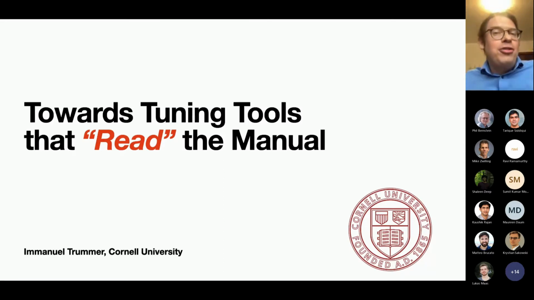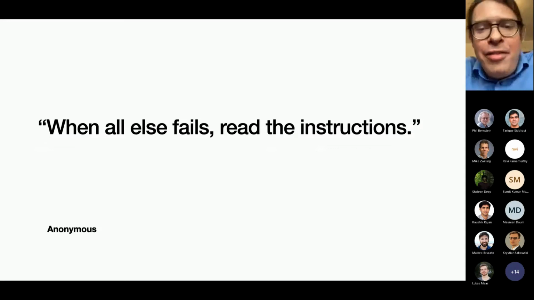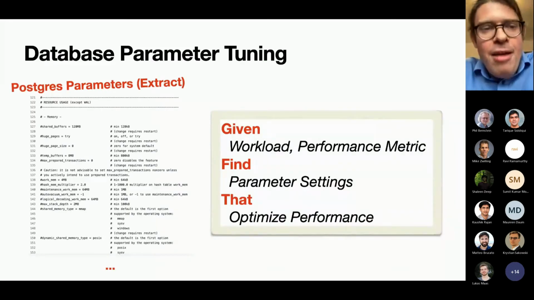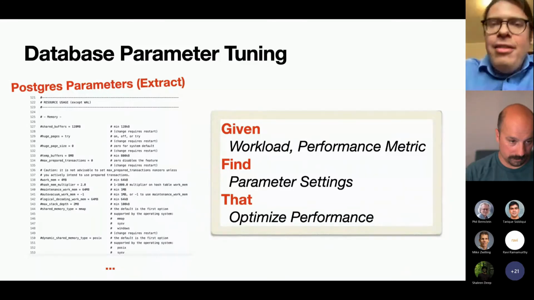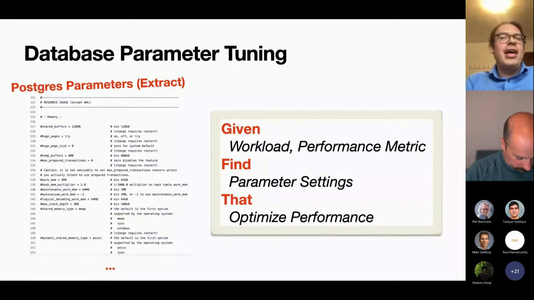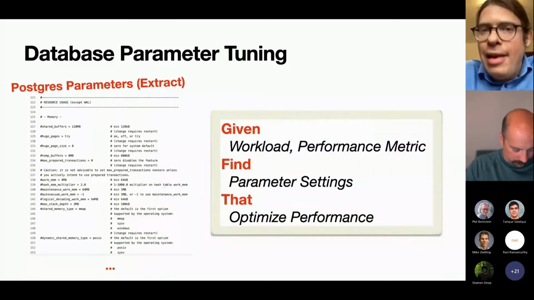My talk today is going to relate to the good old saying, if all else fails, read the instructions. And that certainly applies to the problem of database parameter tuning, because a system such as Postgres often has hundreds of tuning parameters. You see some of them on the left-hand side of the slide. And that creates the problem of how we can find optimal parameter settings in order to optimize performance for a specific workload and for a specific performance metric such as throughput or latency.